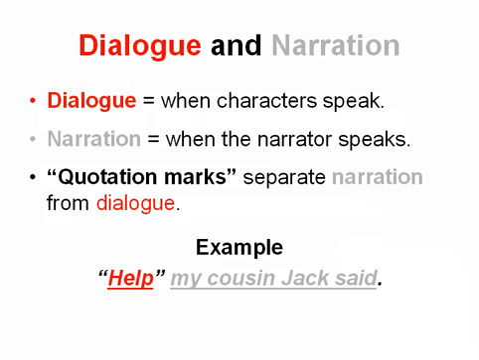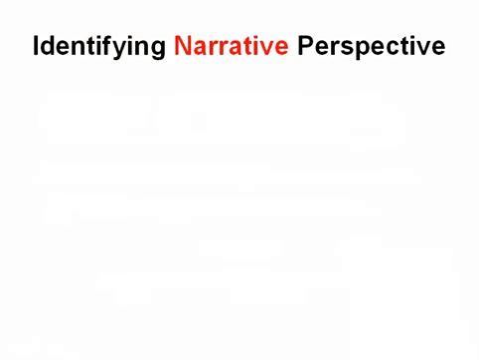"Help," my cousin Jack said. In this example, there are two voices. First is the voice of my cousin Jack. This is indicated by quotation marks, which show us when characters are speaking. Quotation marks go around dialogue, or the voices of the characters. "My cousin Jack said" is the voice of the narrator. The narrator is telling us who is speaking. Notice there are no quotation marks around the narrator's voice.